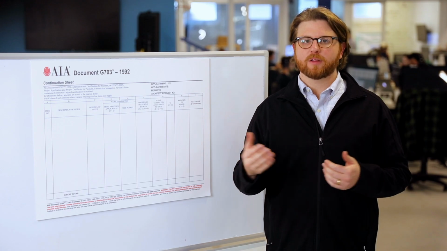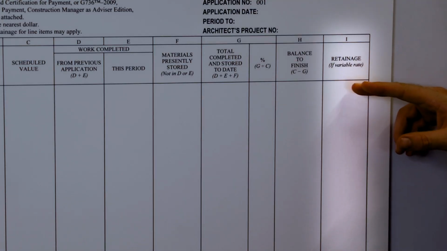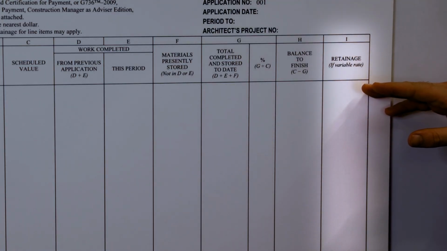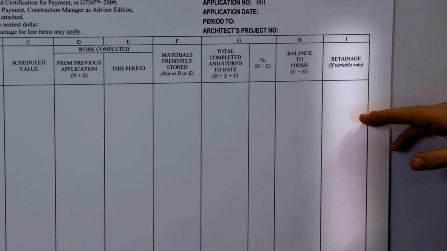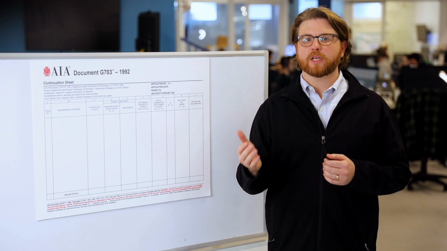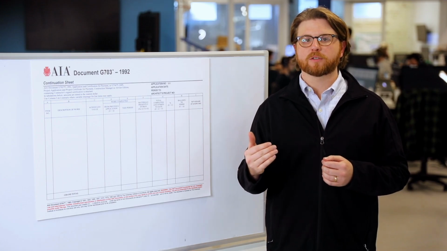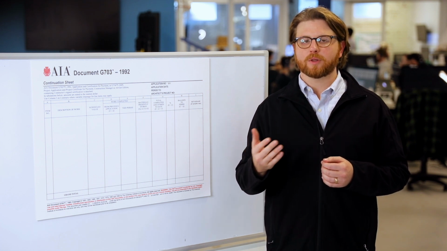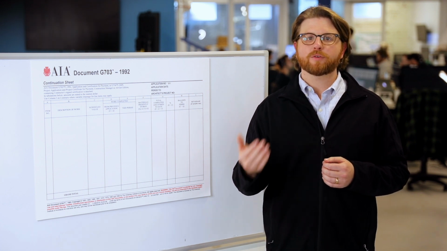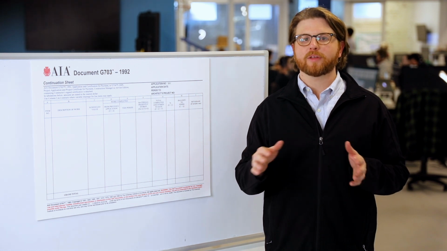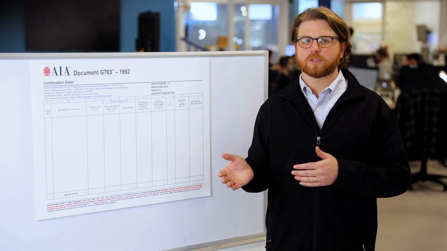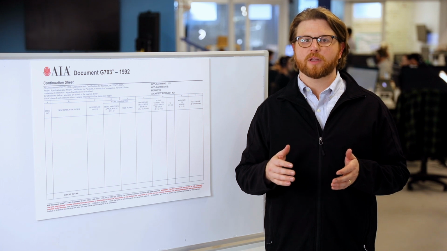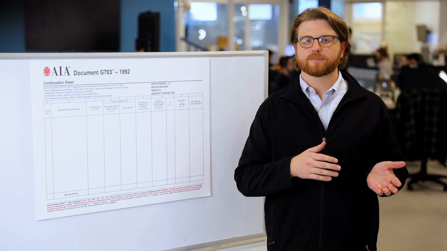And then column I, the last column, is for retainage, but only if you're using variable retainage. Variable retainage can mean one of two things. One, that the amount of retainage is reduced after a certain percentage of work is complete, or two, that the retainage percentage is different for labor and materials. If the retainage is fixed at a certain percent throughout the entire project, you don't need to use this column. Fixed retainage is calculated on the pay application itself.